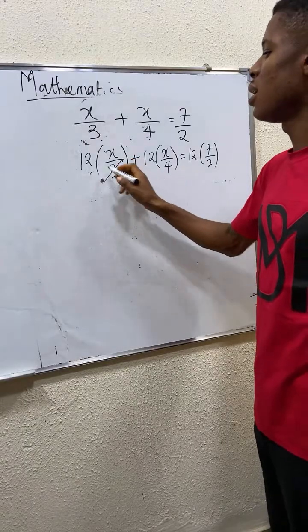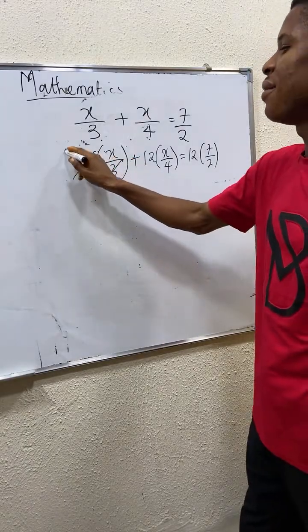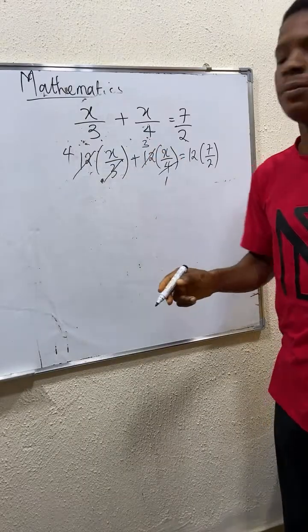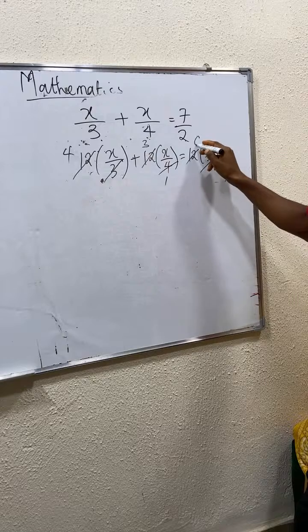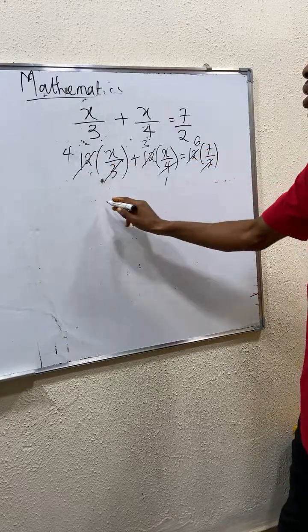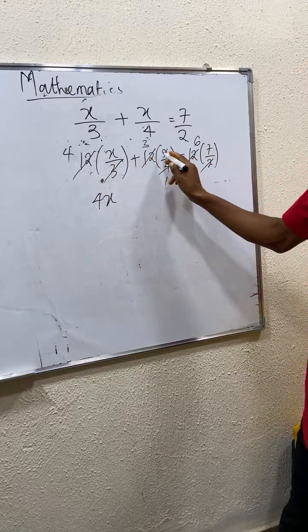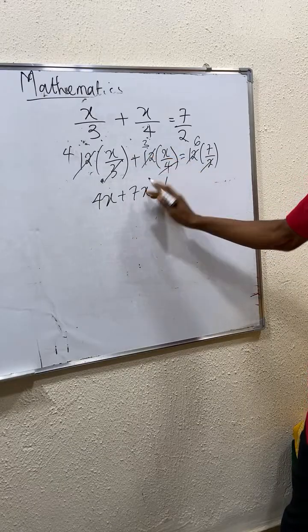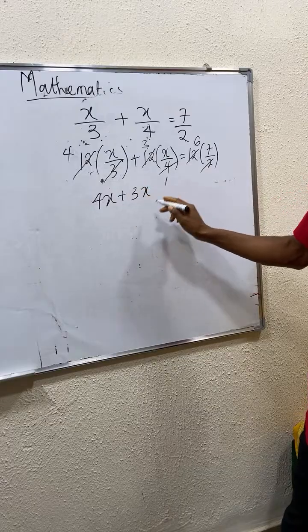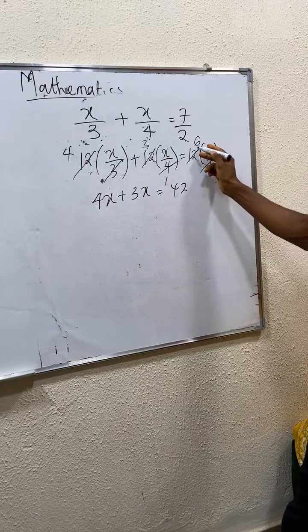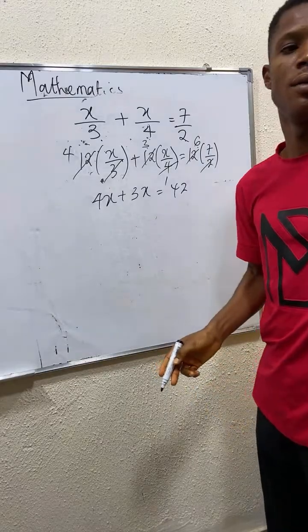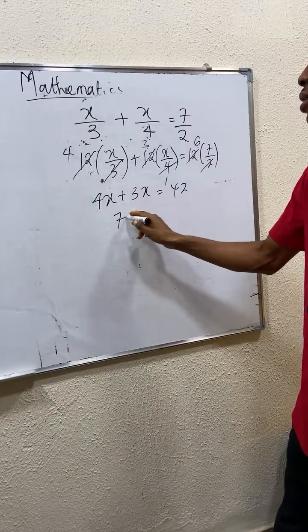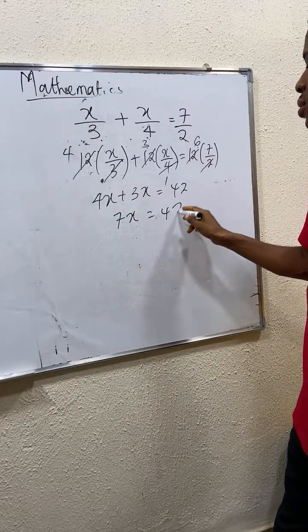So that 3 will now divide. If 3 divides here, you are having 4. 4 will now divide. If 4 divides, you are having 3. 2 will now divide, you have 6. So 4 times x is 4x. 3 times x is 3x. Sorry, my bad. 3x. And 6 times 7 is 42. Okay? So you have 4x plus 3x is actually 7x, and that's 42.